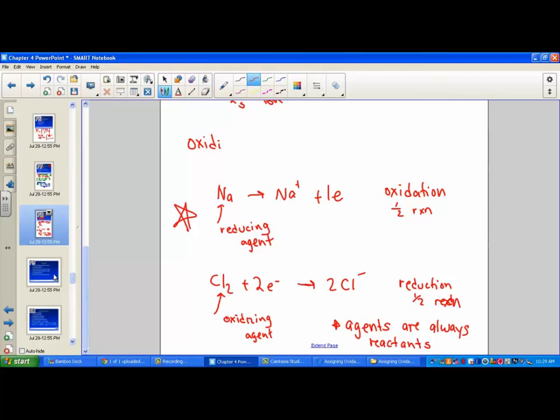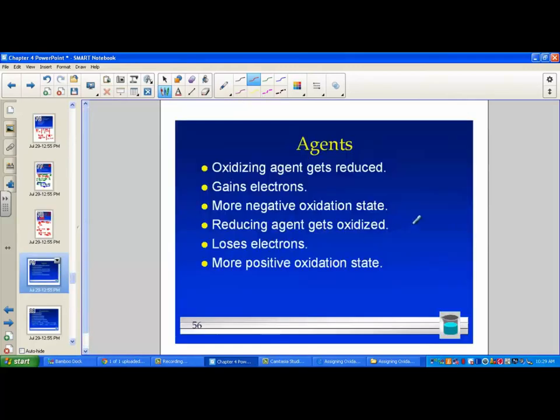Let's go on and take a peek at the next slide. The term agents, and I'm just processing this a little bit more. Oxidizing agent gets reduced. It gains electrons, more negative oxidation state. By gaining electrons, you're being reduced. Reducing agent gets oxidized. You lose electrons and become more positive.